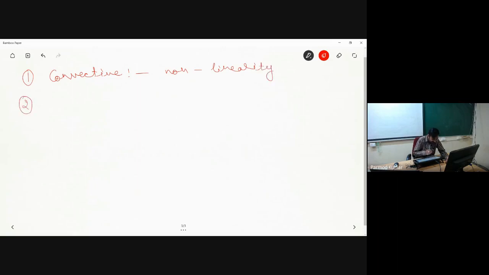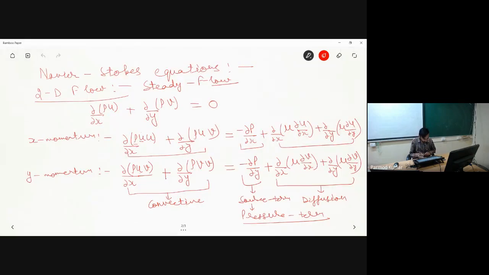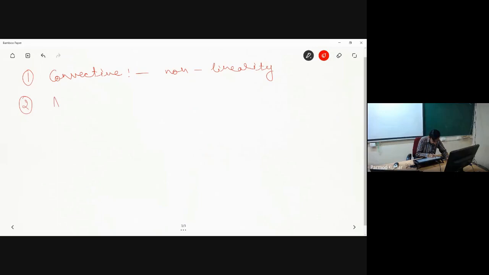The second part is, if you go to momentum equation, in the momentum equation we are having some additional term, and that term we are writing as del p by del x in x momentum and del p by del y in y momentum. So we are having some additional pressure term.